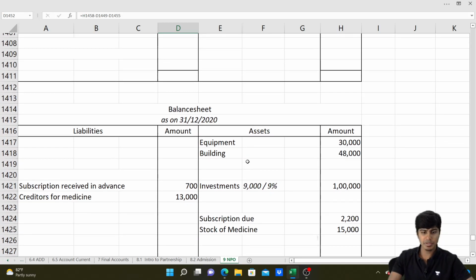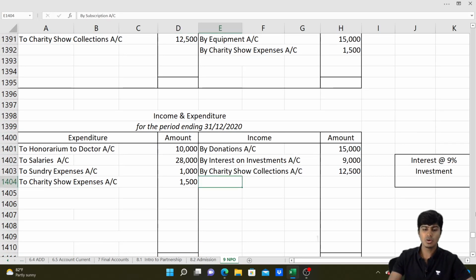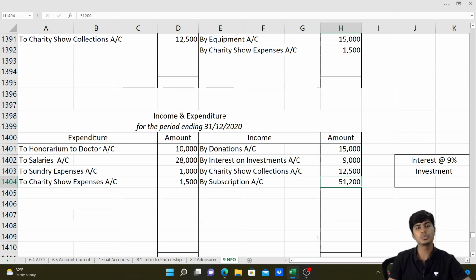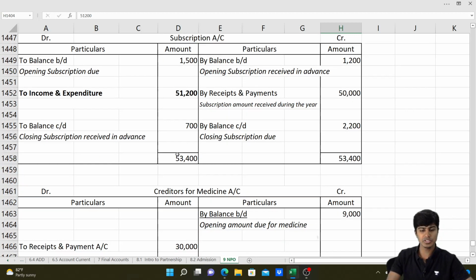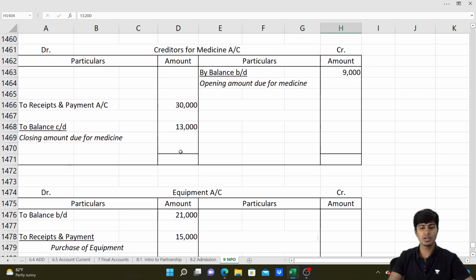Come to our income and expenditure. In our income and expenditure, on the income side, I'll write "by subscription account" 51,200 rupees. Got it? What do we have after that? We'll go to the next ledger. Subscription account is closed. Creditors for medicine account.